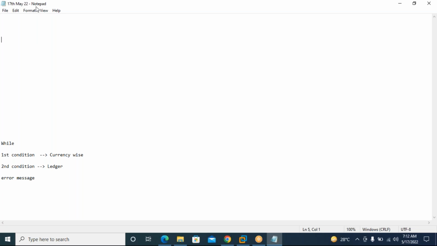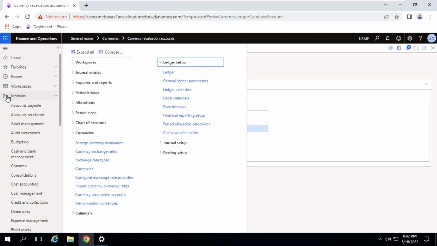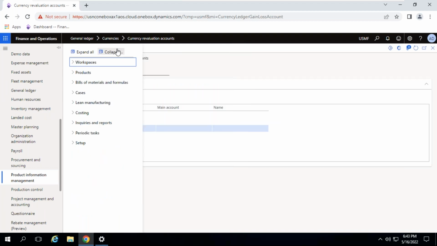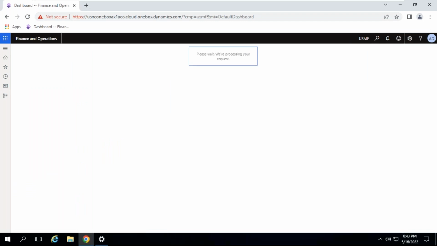Fine. Next one is cost roll-up. What is this cost roll-up? This cost roll-up is more about, to be frankly, manufacturing process. But let me explain you what is this. So product information management, all products, released products.